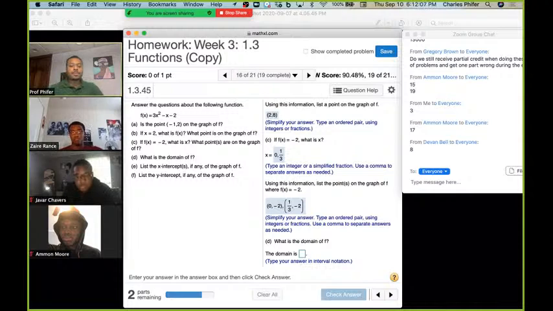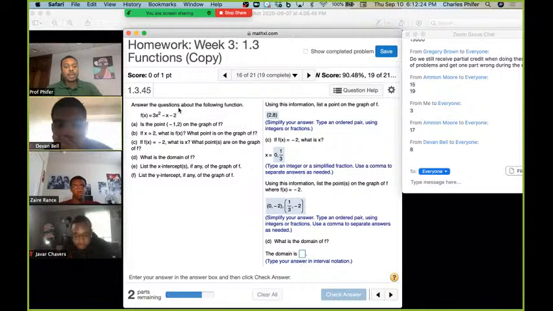Okay, the domain. So this is a U-shaped graph. It's a parabola. Can you tell me, what does this negative 2 tell us? Anybody know that? What does this negative 2 here tell us? The y. Yeah, this is going to be our y-intercept.